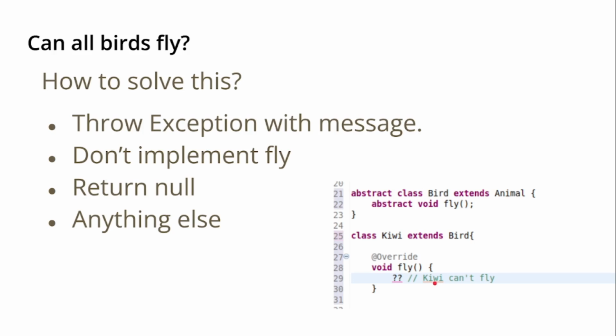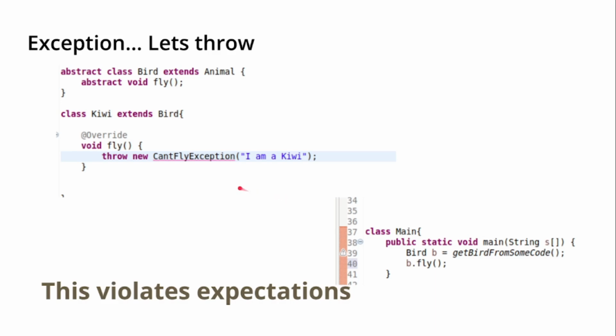There are multiple things. Throwing an exception, or not implementing fly, which is not possible in Java, because if you are extending the abstract class, you have to override all the abstract functions, right? Or returning null or anything else. So let's see the most common approach that is actually used, which is throwing an exception. So let's say we have created a CantFlyException, and Kiwi throws the exception, can't fly.